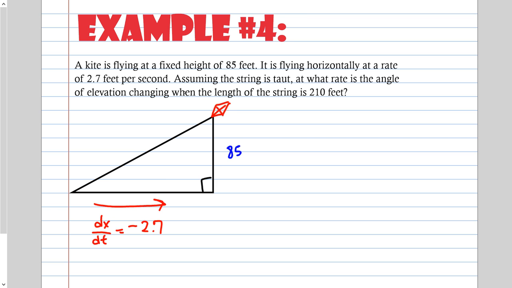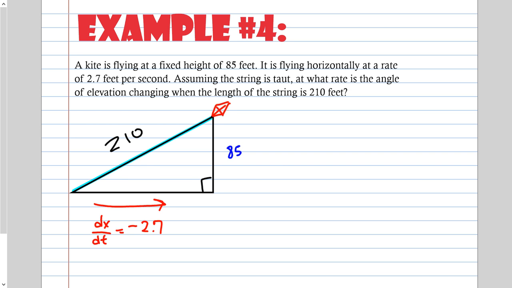Let's see what else. Assuming the string is taut, so basically tight. So the string, I hope you have an idea, is this right here. So assuming that it is tight, nice and taut, at what rate is the angle of elevation changing when the length of the string is 210 feet? So the string is going to be 210 feet at a certain time.